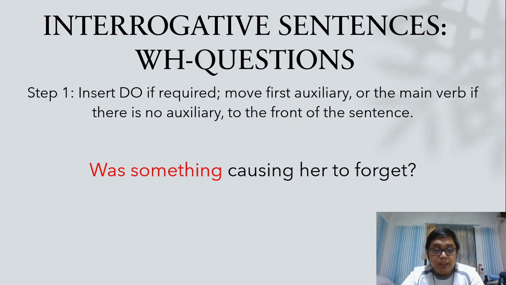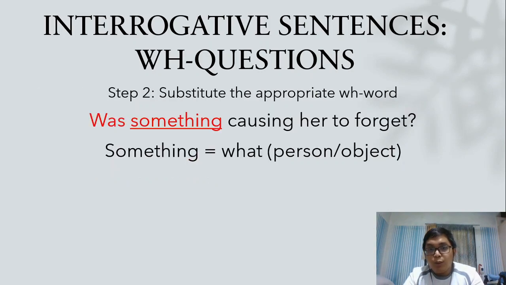And so the first step, insert do if required, move the first auxiliary, or the main verb if there is no auxiliary, to the front of the sentence. Since our question from earlier was something was causing her to forget, your auxiliary there is was, since again there's no other auxiliary present. So with the linking verb was transferred to the front of the sentence, we have done step 1. Easy, right? Next step, substitute the appropriate WH word. As mentioned earlier, we've identified something as the indefinite or unknown word, which is why we need to substitute it with what, which is a replacement for a person or an object.